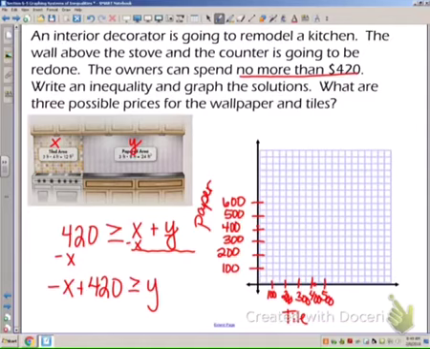So let's think about some other options they have. Let's say they spend $100 on the tile. The tile is X, so -100 plus 420 would be 320. So if we're at 100, we would go up here to 320. I'm estimating here. If they spent 200 on tile, then they could spend $220 on wallpaper, right? So there's that. And if they spent 300, then they would have $120 to spend on wallpaper. So there's our line.